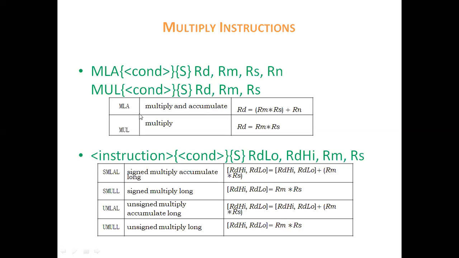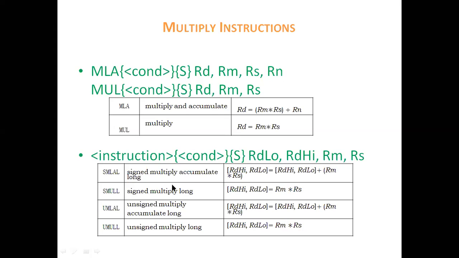This is what you have, that is multiply and accumulate equal to RM into RS plus the RN, and there is another instruction called multiply, which is going to multiply these two registers, right? So the contents of RM is multiplied with RS, and then the contents of RN get added, and RD is going to store it into the destination register. But the only thing is that all these four registers are 32 bits in length, and the result also is 32 bits in length.